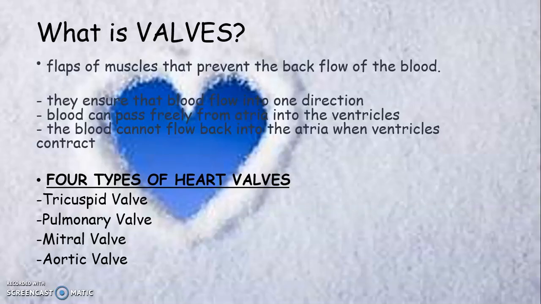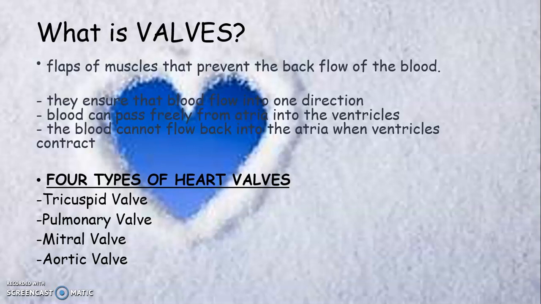So, what are valves? Valves are the flaps of muscle that prevent the backflow of the blood. They ensure that blood flows in one direction. Blood can pass freely from the atria into the ventricles. The blood cannot flow back into the atria when the ventricles contract.